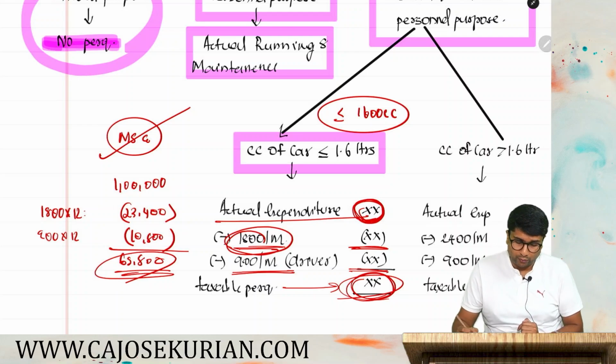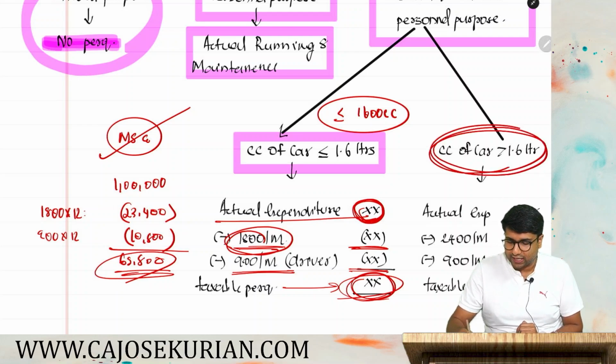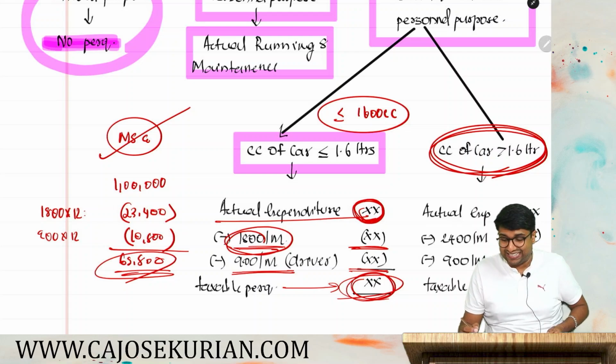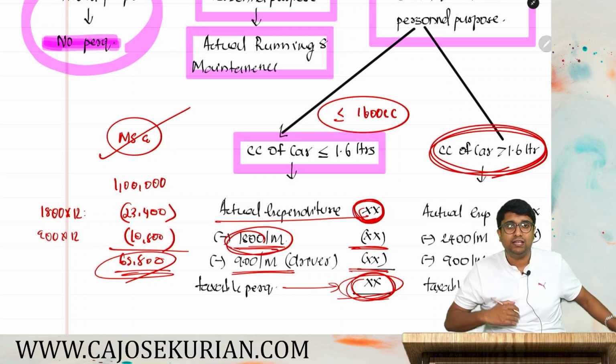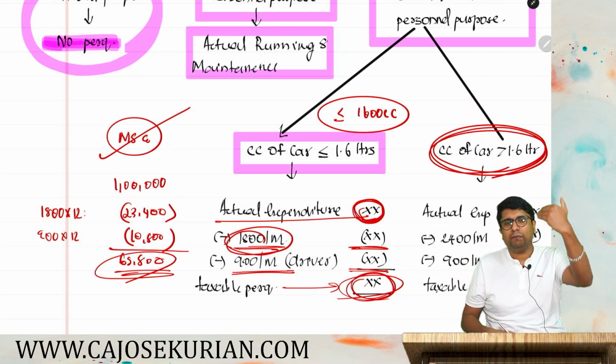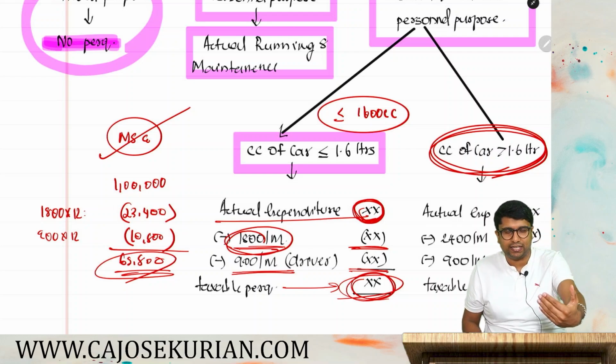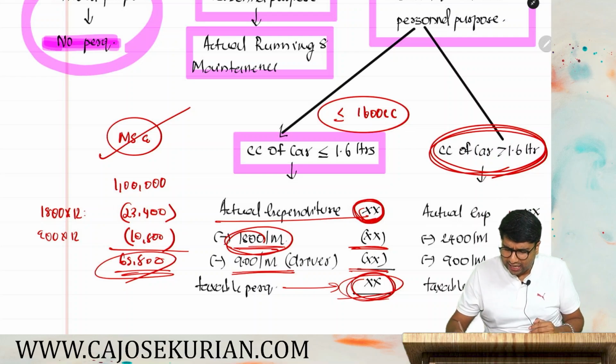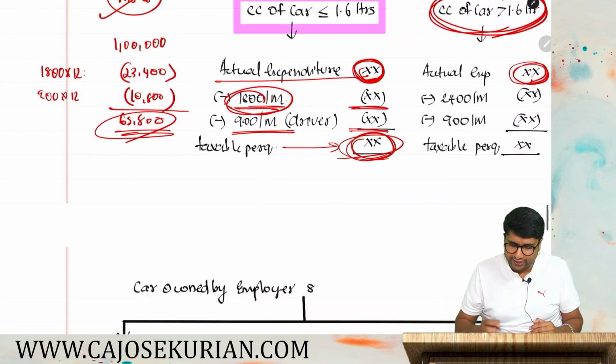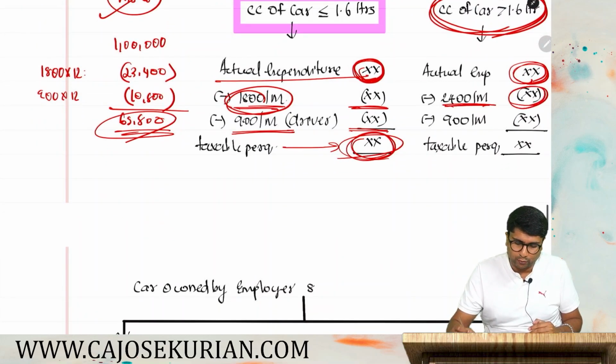Now, another thing is there. The cubic capacity of the car is more than 1.6 liters. Then how do we value? Say I own an Innova Crysta and my employer is sponsoring the running and maintenance charges. You note down the actual running and maintenance expenses. Then you deduct 2,400 per month instead of 1,800, and you deduct 900 additionally if there is a driver. The remaining shall be the taxable value of perquisite.